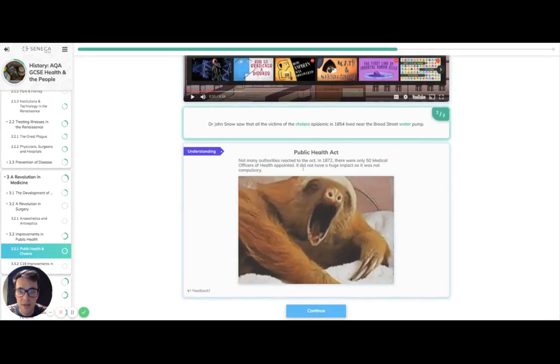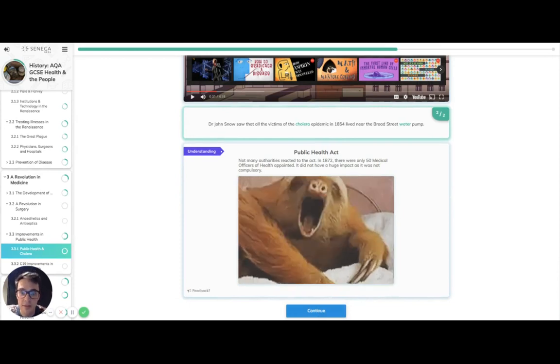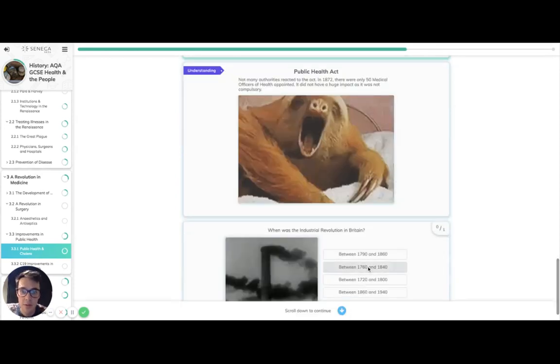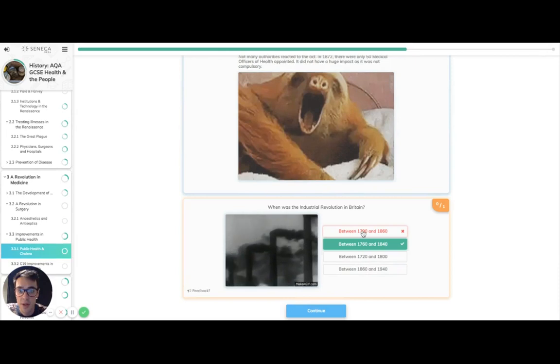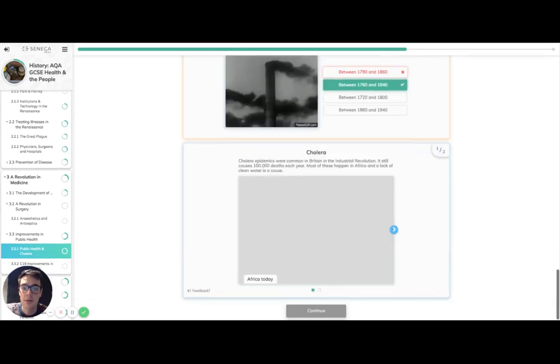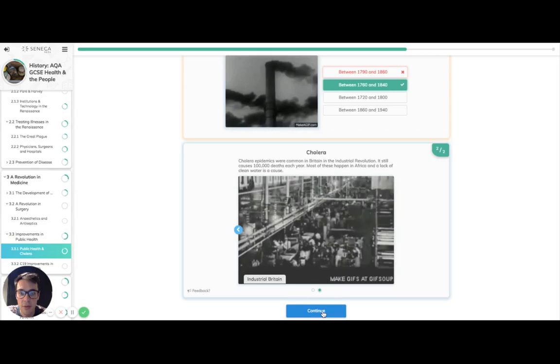In 1872, there were only 50 medical officers. Although Edwin Chadwick wrote a report in 1842, there wasn't a huge impact and it wasn't compulsory. So, the Industrial Revolution happened in Britain between 1760 and 1840, which is the backdrop of this. Lots of people moved to cities, and in 1842, Chadwick's report found that a lot of people were suffering from severe overcrowding.